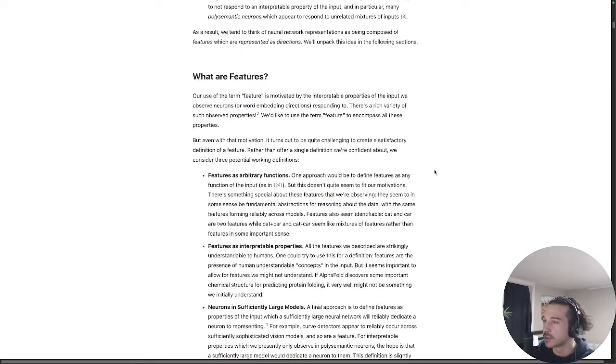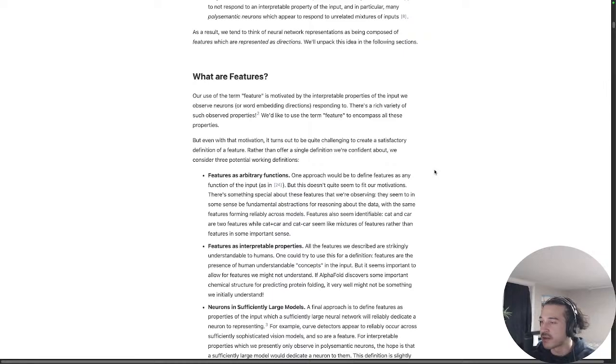What are features? Our use of the term feature is motivated by the interpretable properties of the input we observe neurons or word embedding directions responding to. There's a rich variety of such observed properties. We'd like to use the term feature to encompass all these properties, but even with that motivation, it turns out to be quite challenging to create a satisfactory definition of a feature. Rather than offer a single definition we're confident about, we consider three potential working definitions.